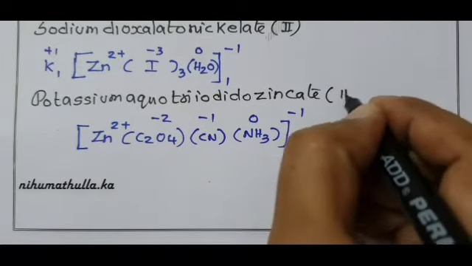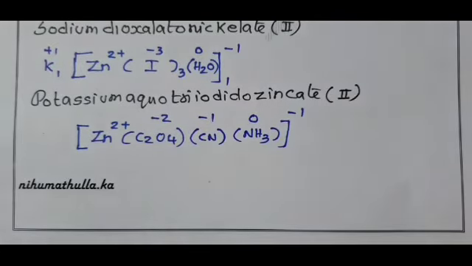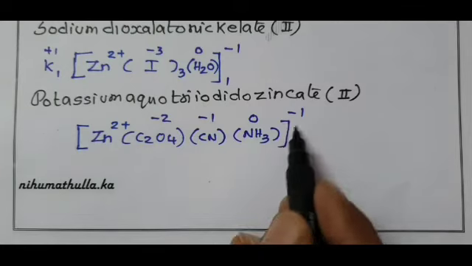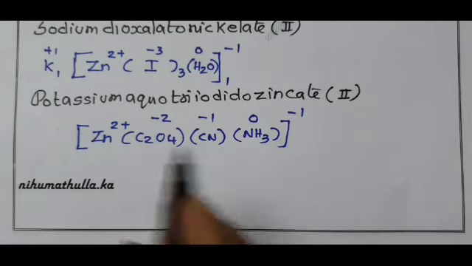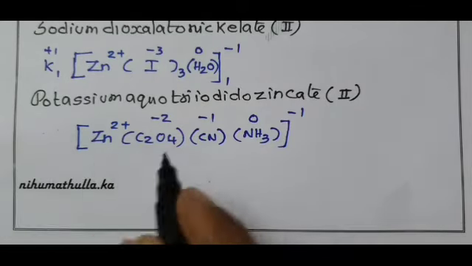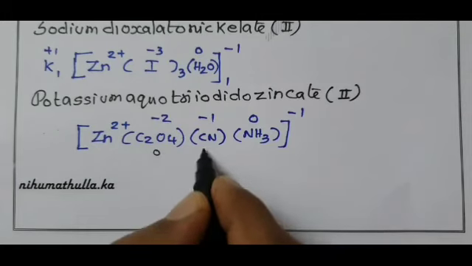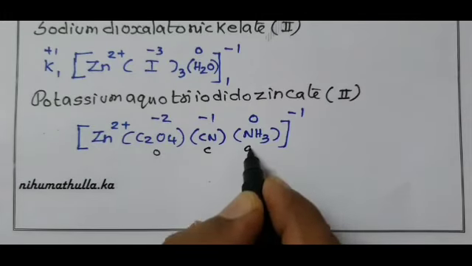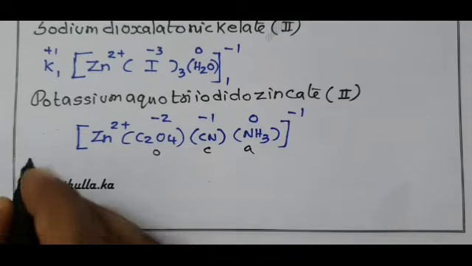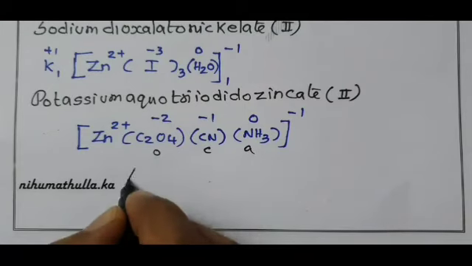Then oxidation state 2. There is no plus here, but the coordination sphere is minus. Therefore, this is oxalato O, cyanido kappa C, amine A. Which one is first? A is first. So, write the name amine.